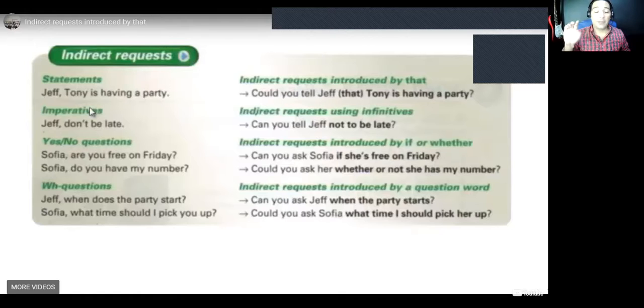Okay. Estoy pidiendo de favor a Violeta. ¿Podrías decirle a Madeline que Daniela tiene una fiesta? Ahora, ojo, dile a Madeline que Daniela tiene una fiesta. O puedo decir, ¿podrías decirle a Madeline, Daniela tiene una fiesta? Exactamente eso necesito que le diga. Daniela tiene una fiesta. Okay.